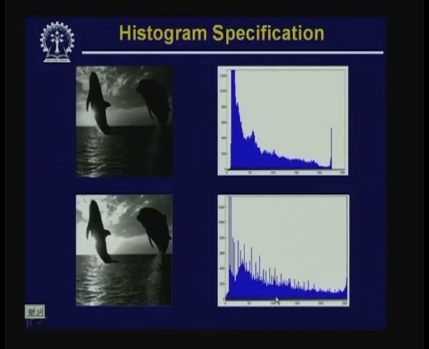So, using this histogram matching technique, let us see what results we get. Again, I take the same image, that is the dolphin image. On the top is the original image, and on the right hand side I have the corresponding histogram. On the bottom I have the histogram matched image, and on the right hand side I have the corresponding histogram. So, you find that these two histograms are quite different, and I will come a bit later to what the corresponding target histogram is that we have taken.